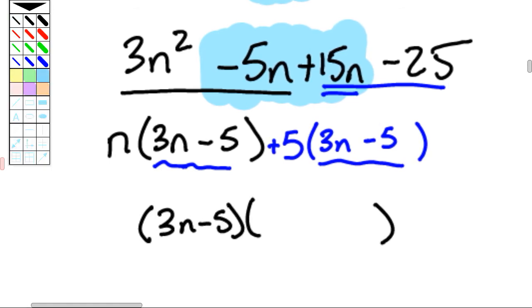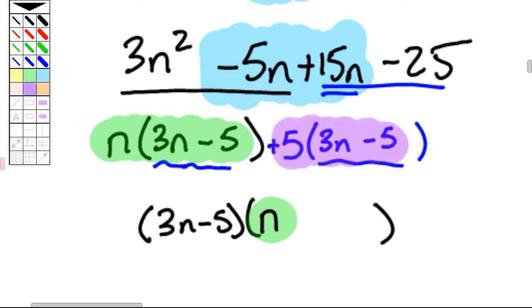So 3n minus 5 times what makes all this? Well, I already got 3n minus 5. I just need an n. And then I say, okay, 3n minus 5 times what makes all this? What am I missing? Well, I got the 3n minus 5, but I need a positive 5. And that is it.